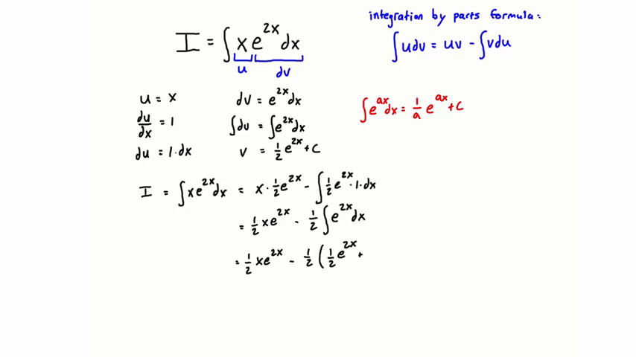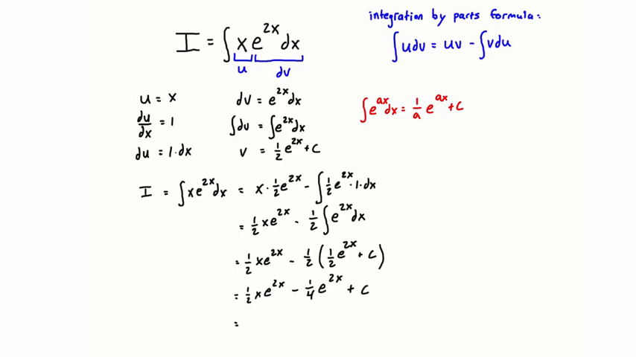Now we can put in the plus c if we want, it doesn't really matter. This 1/2 will get distributed to the plus c, but it's still going to be an arbitrary constant. We don't know what it is, whether we multiply it by 1/2 or not. That's why I always try to leave it out for as long as possible. But anyways, let's distribute this in a little bit. So we have 1/2 x e to the 2x minus 1/4 e to the 2x plus c.